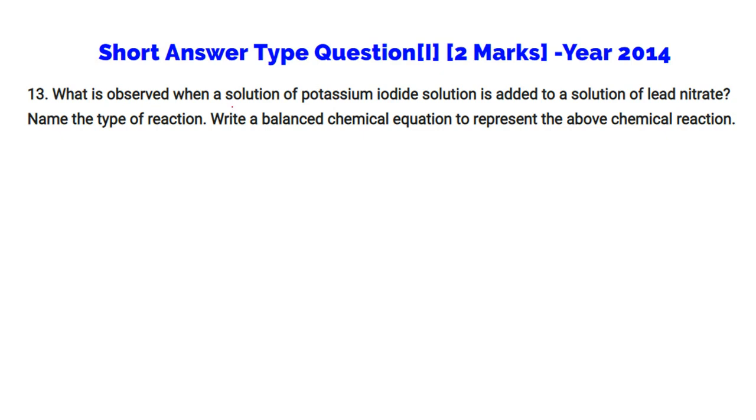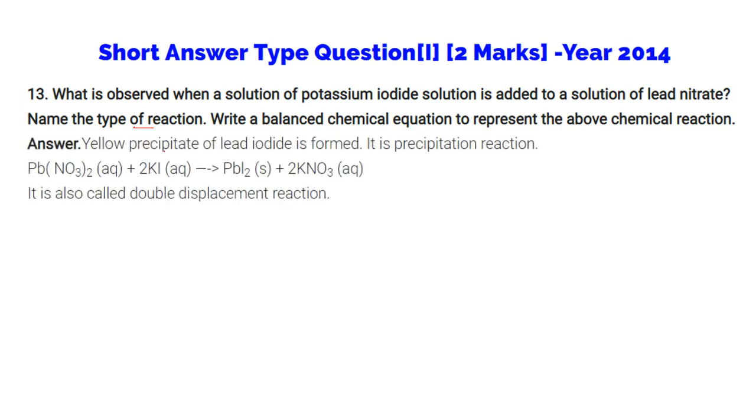What is observed when solution of potassium iodide KI is added to solution of lead nitrate Pb(NO3)2? Name the type of reaction. Write the balanced chemical equation to represent the above chemical reaction. So what is happening here is, this is lead nitrate. It is combining with potassium iodide to form PbI2, which is nothing but lead iodide, and KNO3.